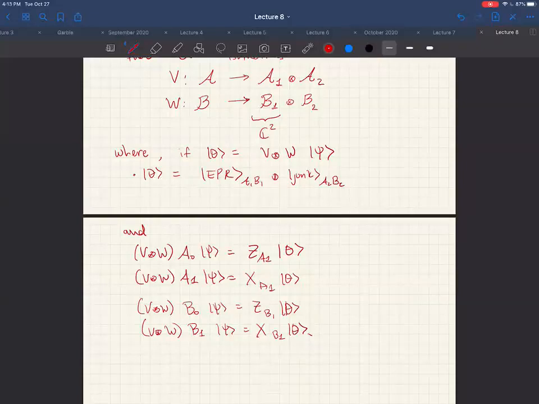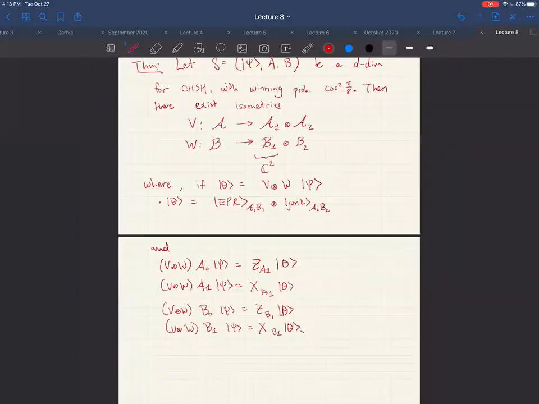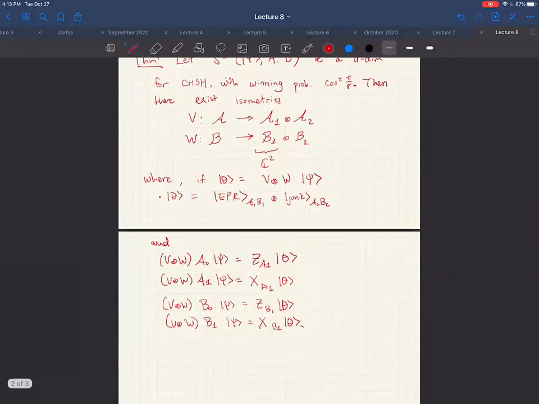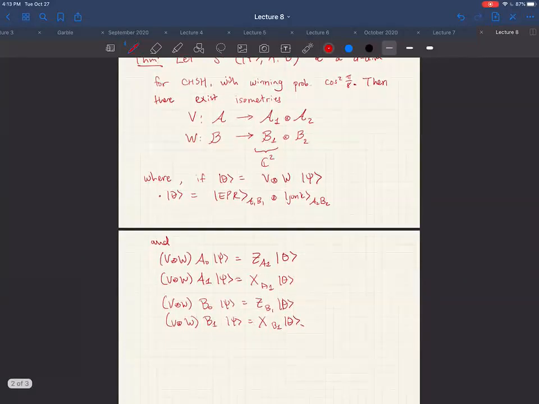Okay. And furthermore, this theorem can be made robust in the sense that this strategy didn't actually need to succeed with exactly the optimal success probability. If they won with probability, say, optimal minus epsilon, then all of these equalities will just be replaced with approximations.